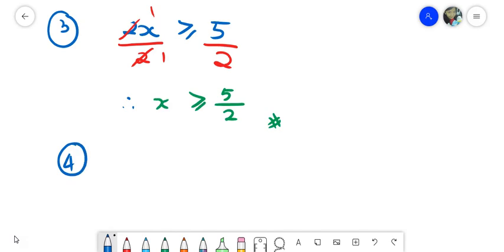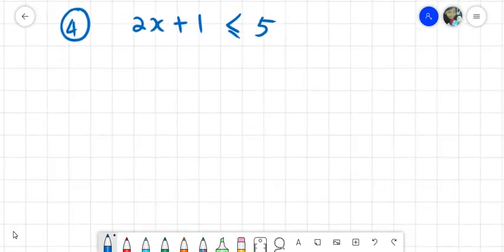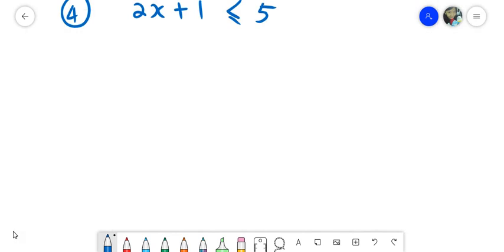Okay, so let's say you have 2x plus 1 less than or equal to 5. For this question, how are you supposed to do it? Yes, first of all, get rid of the positive 1, or plus 1, by minus 1. So you have 2x on the left, then 5 minus 1 is 4.